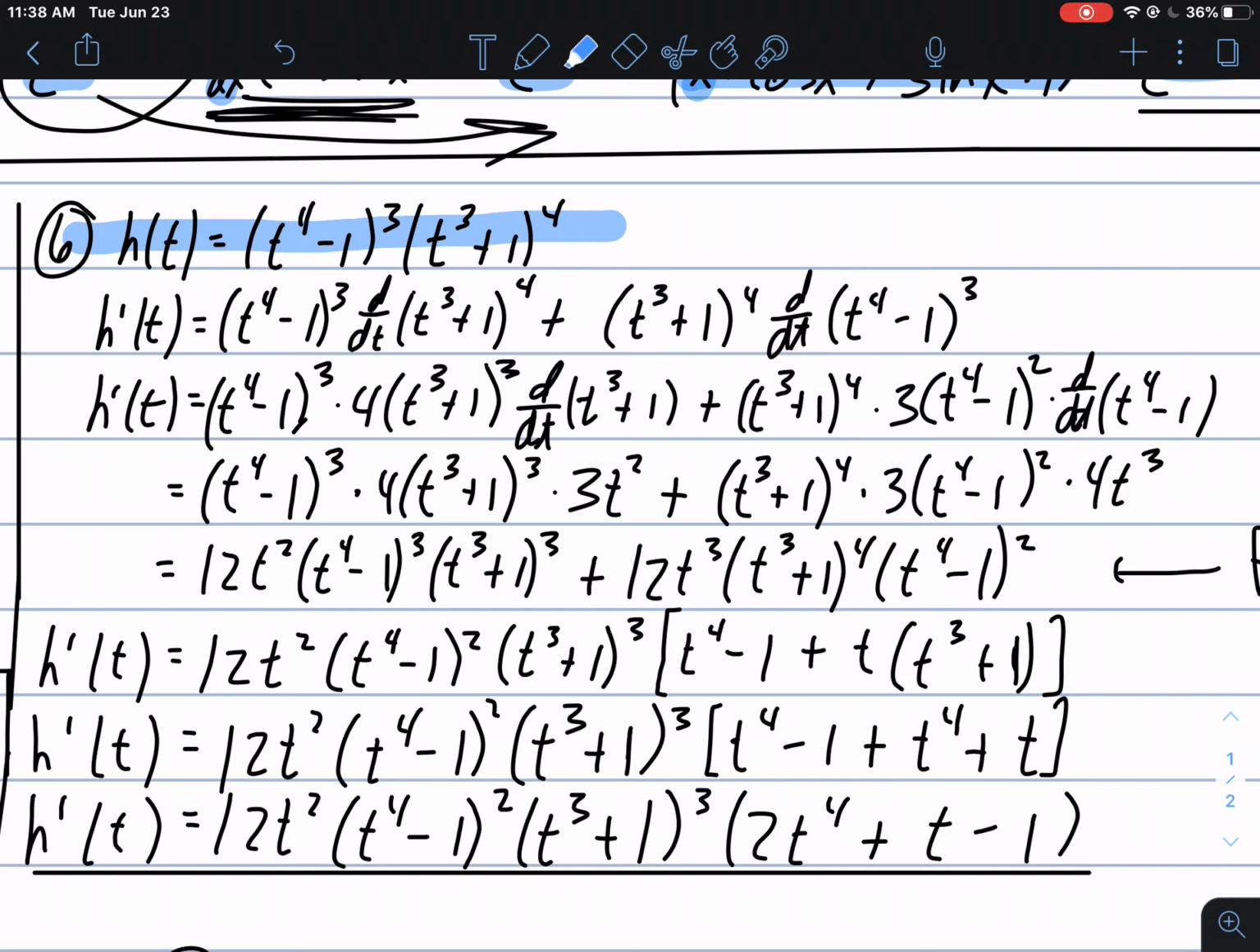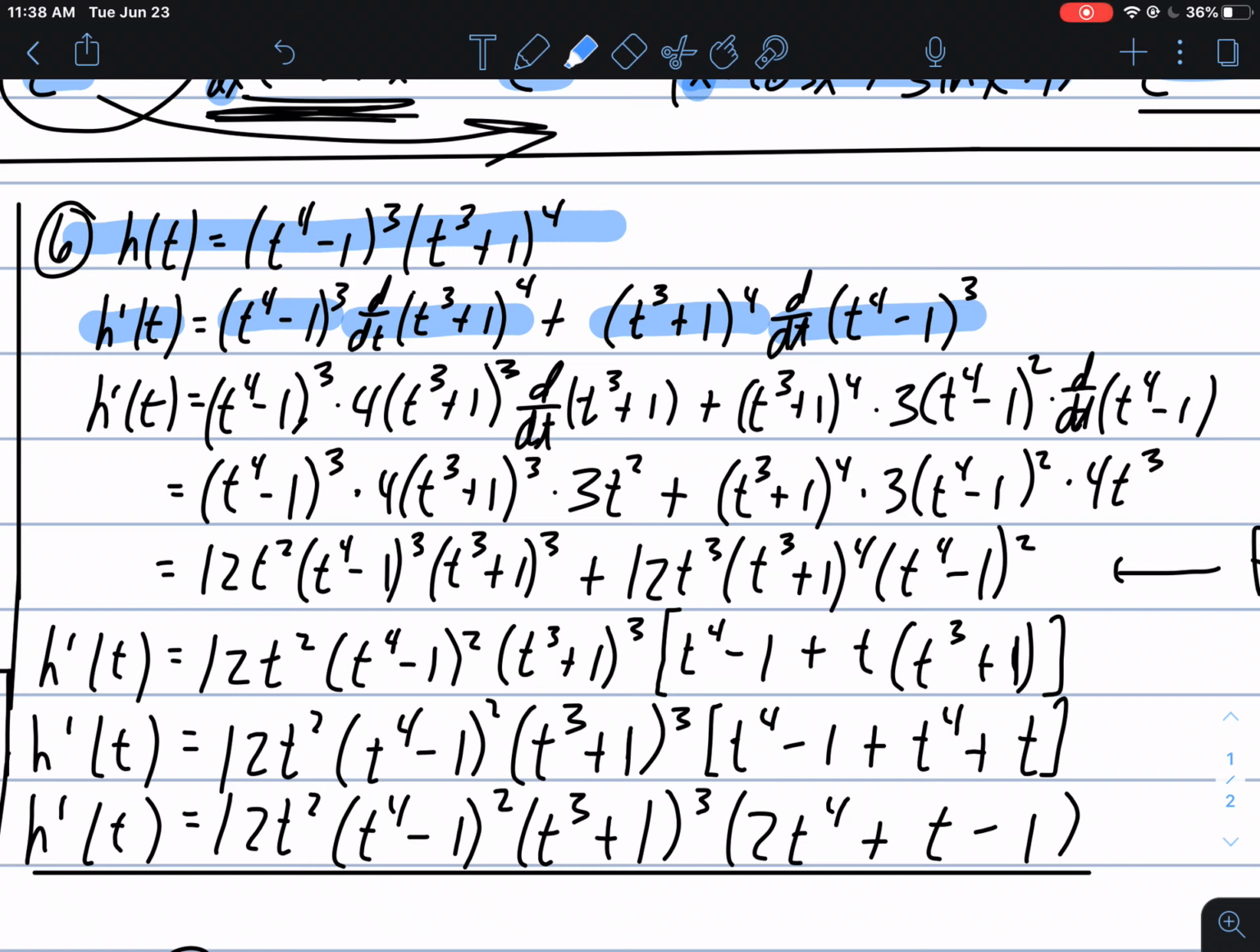So h prime is our first, t to the 4th minus 1 cubed, times the derivative of the second, plus the second times the derivative of the first. That's product rule. That's all that is. Then I go in and I differentiate where I say differentiate. So I've got d dt. Now notice I'm using t. That's my variable. Try to be consistent with the variables.